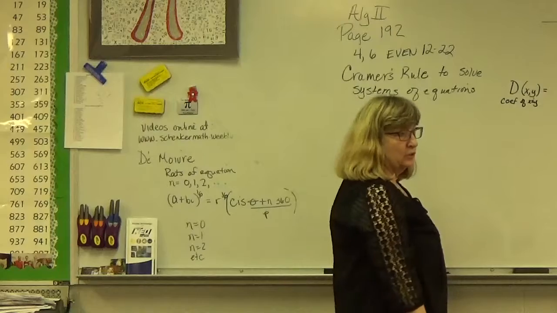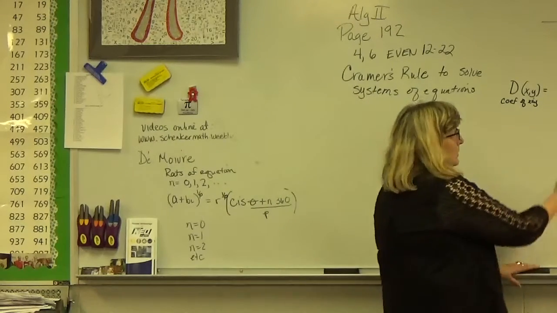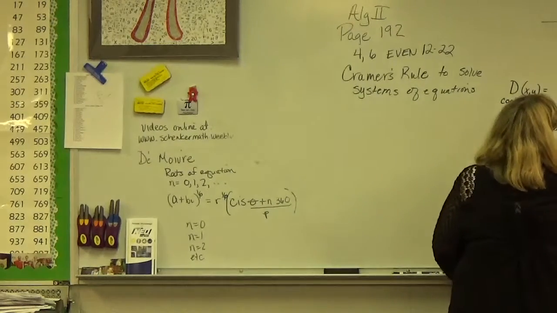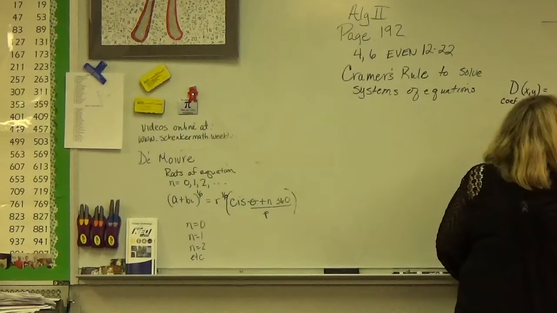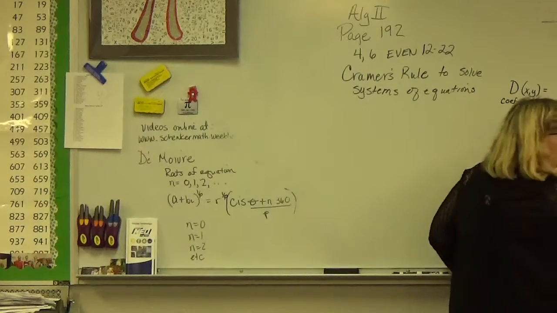Now you evaluate that 2 by 2. So diagonal down, what's that going to be? Negative 12. Diagonal up, 5. And we always subtract. So negative 17.